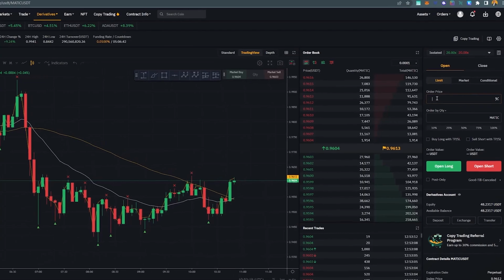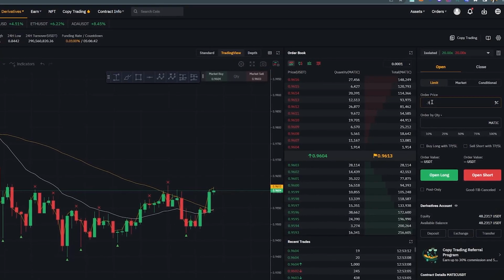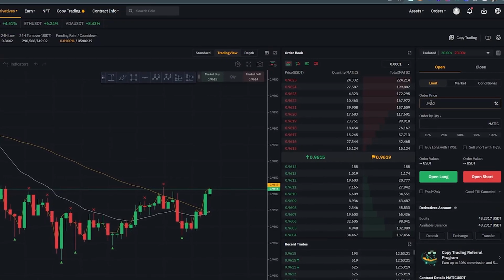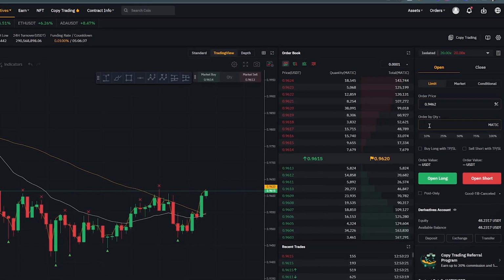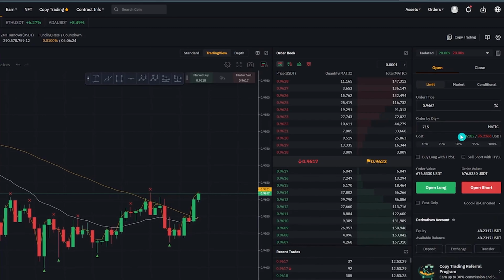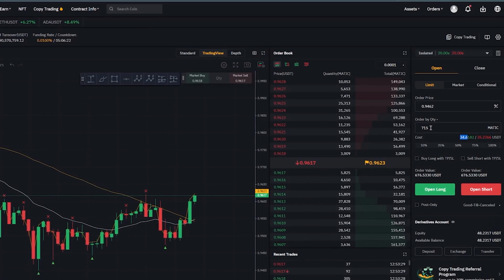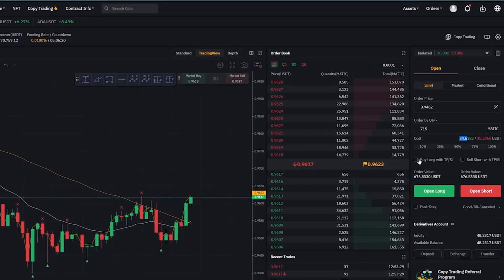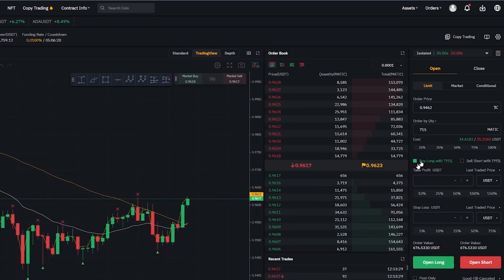I only wanna take a position once the market reaches 0.9462. So that's my limit order. And I want to take a trading position that is worth 715 Matic. So you can see I'm risking $34 by holding a position that is worth around $700. Obviously, I want to go long, so I'm going to click on long and I can take profit at 1.2, for example.